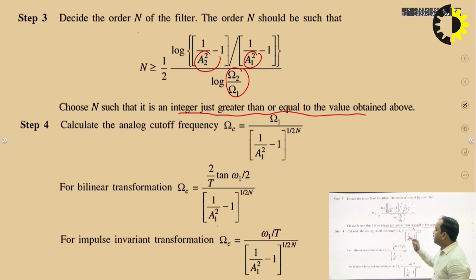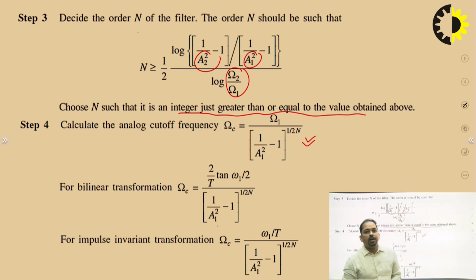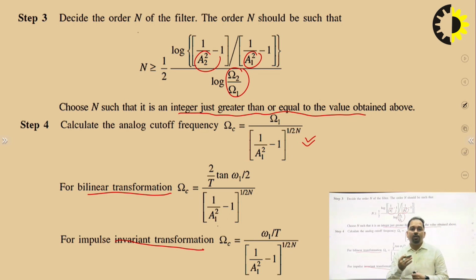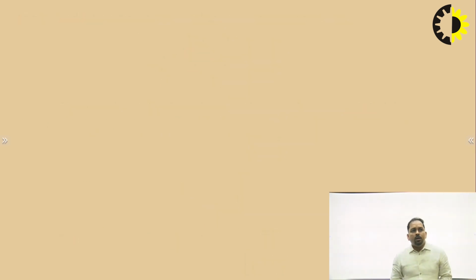Now, after the filter order, we need to calculate the cutoff frequency of the low pass filter. The cutoff frequency can be calculated with this relationship: Ω1 divided by (1 by A1 squared minus 1) whole raised to the power 1 by 2n. Again, the cutoff frequency will depend on which method we are going to use, either BLT or IIT. The relationships for the bilinear and impulse invariant transformation methods will vary accordingly. So this is step number 4.